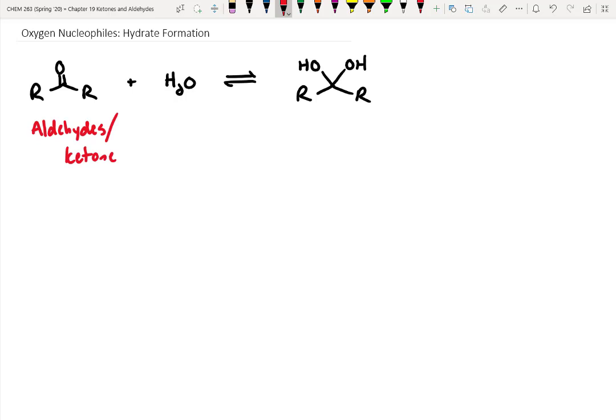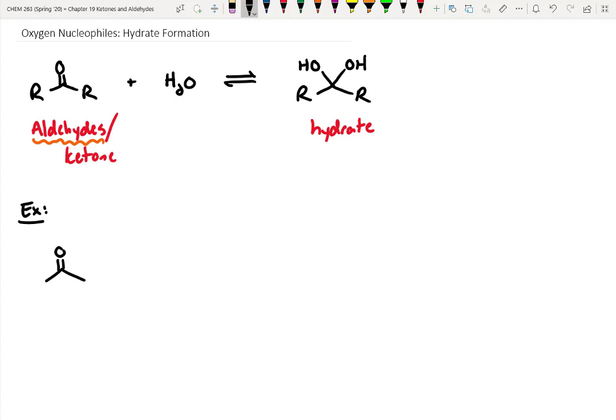And anytime you see two alcohols bonded to that same carbon, this is usually just referred to as a hydrate. All right, and like I said, it's going to be these aldehydes that are the most susceptible to hydrate formation, meaning the equilibrium for aldehydes tends to favor the right-hand side more than with ketones. All right, so let's take a look at some examples of this. And let's do some simple ones first.